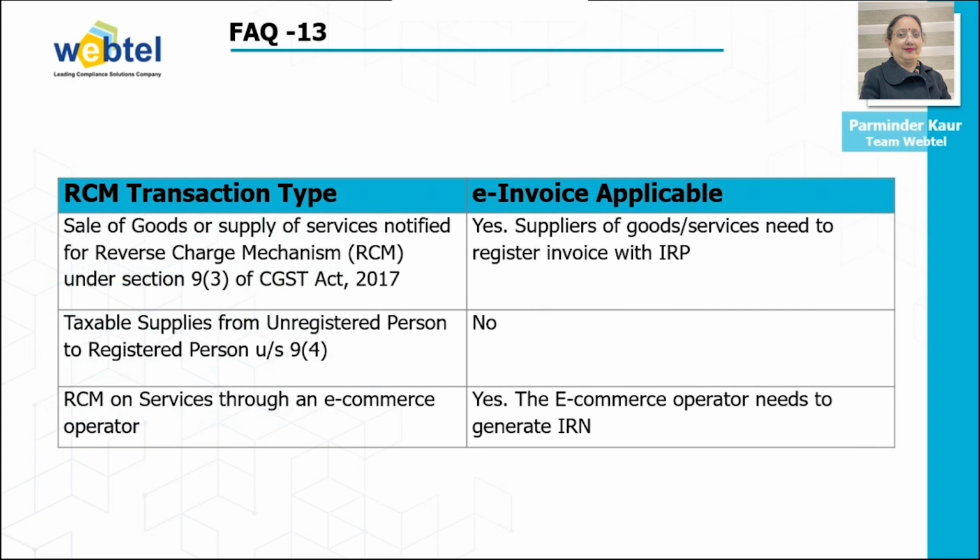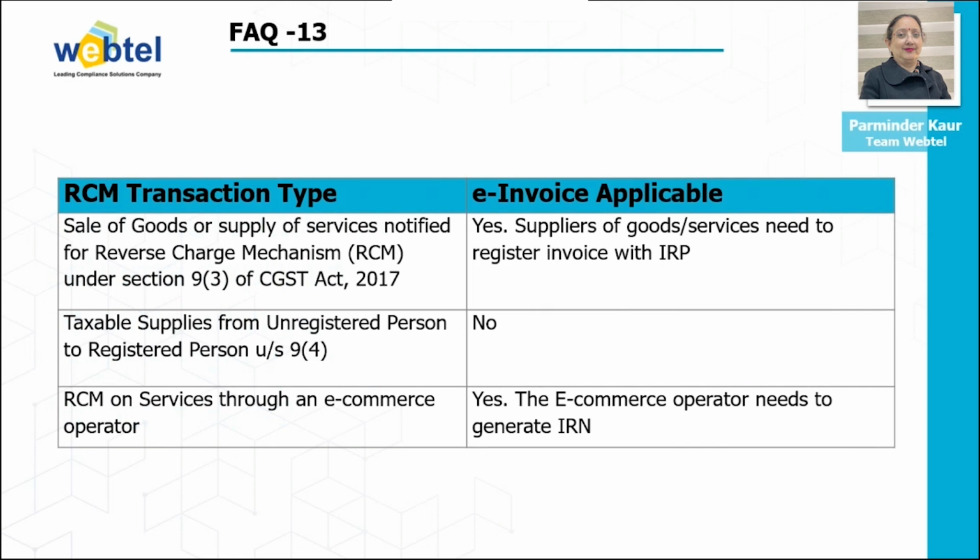So if supply is made to an unregistered person, that is a B2C sale, then for a B2C transaction it is not required to generate an IRN. Suppliers with turnover more than 500 crore need to self-generate a QR code for B2C cases. If taxable supplies are from an unregistered person to a registered person under Section 9(4), then e-invoicing is not applicable. IRN can be generated only by a supplier, and as the supplier himself is unregistered, IRN is not applicable.